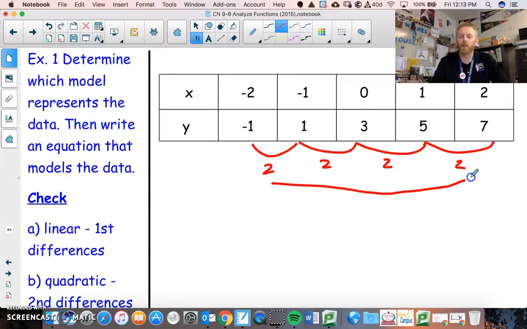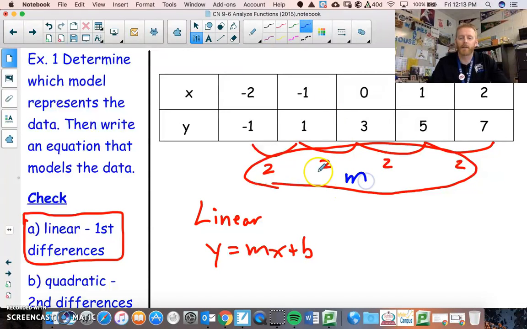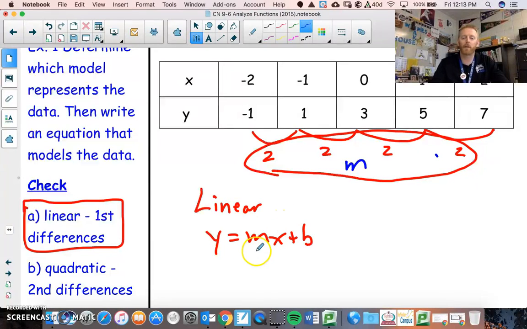Because all of those numbers are the same, I know that I have a linear equation that I can make out of this. Because the first differences are the same, I can now write it in the form y equals mx plus b. My m is this first difference. So I know that I'm going to plug numbers in here. The number that I'm going to plug in for m is 2.